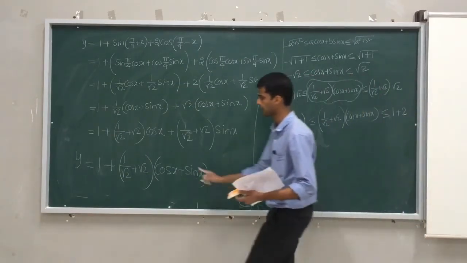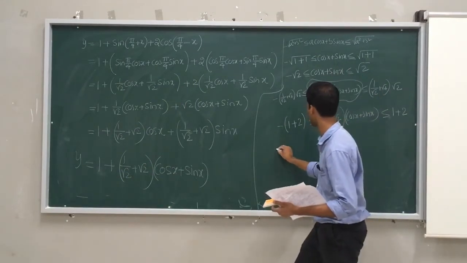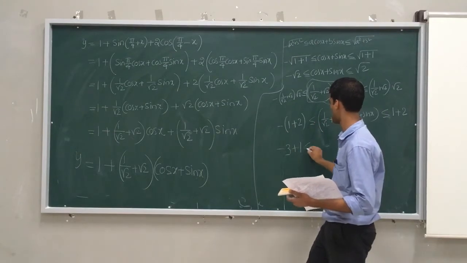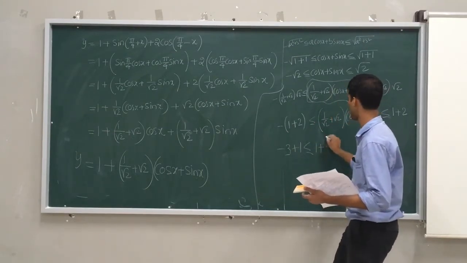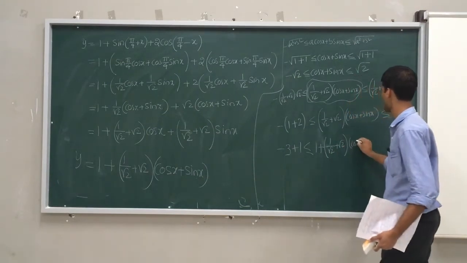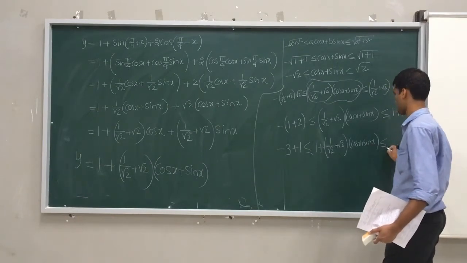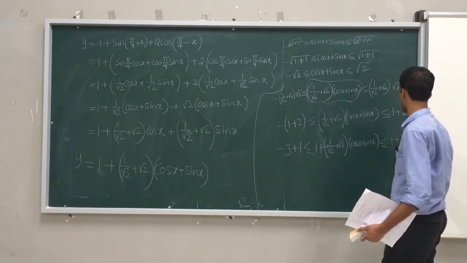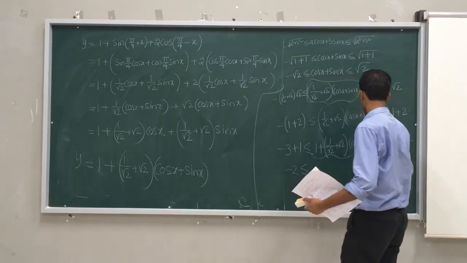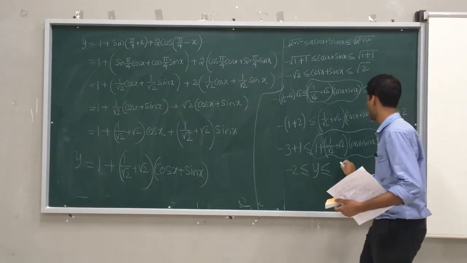Now the expression will be complete when I add plus 1. So when I add plus 1 here, it becomes minus 3. Okay, I will add plus 1. Here it becomes 1 plus 1 by root 2 plus root 2 times cos x plus sin x less than or equal to, adding plus 1 plus 1 plus 2. So it becomes minus 3 plus 1, that is minus 2, less than or equal to this expression, which is the given question y, less than or equal to 2 plus 2 is 4.